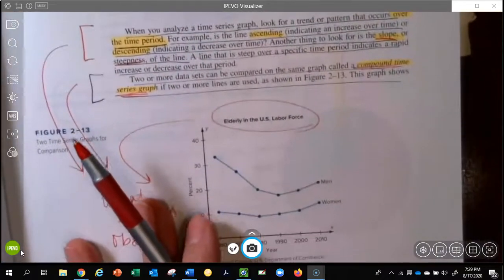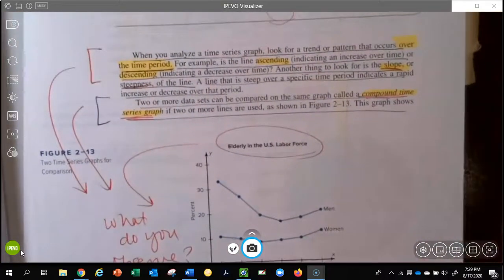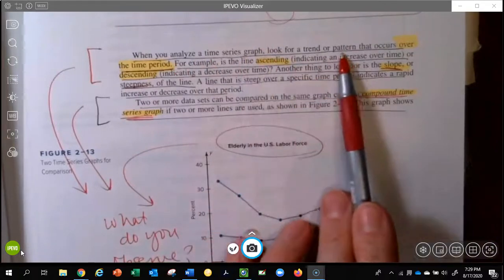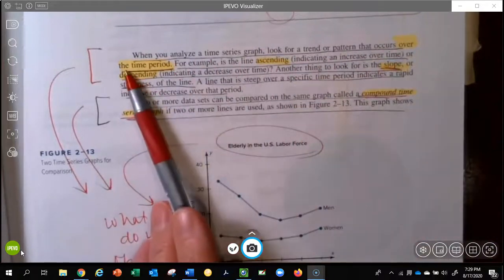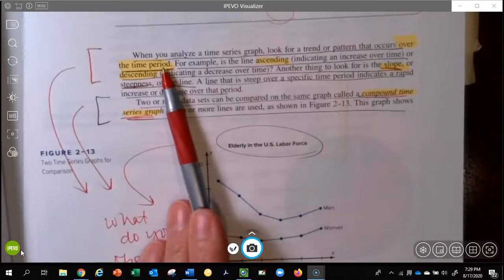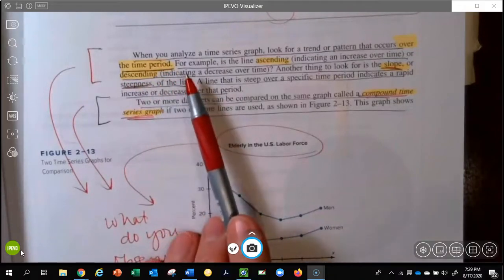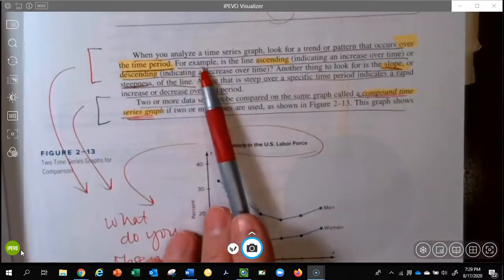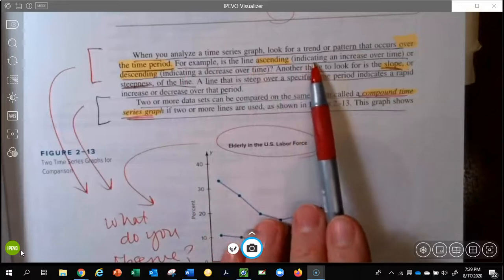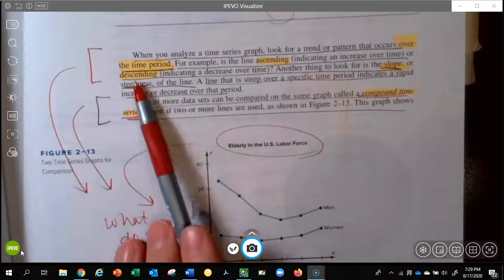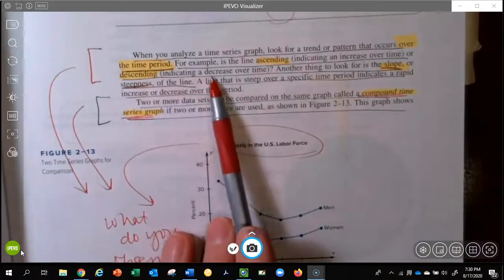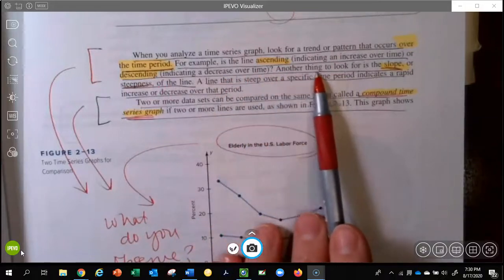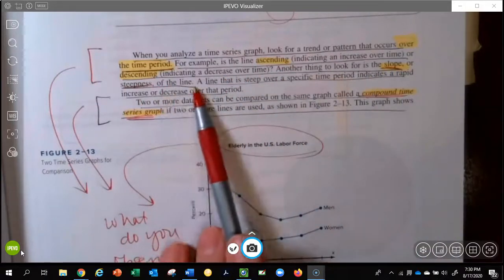I do want to add in a few more comments about the time series graph. When you analyze it, look for a trend or pattern that occurs over the time period. That's going to be important in whatever data you present, that you look for trends and not just a snapshot of one moment in time. For example, if the line is ascending, indicating an increase over time, or if it's descending, indicating a decrease over time. Another thing to look for is slope or steepness.